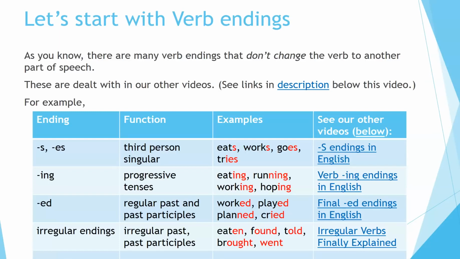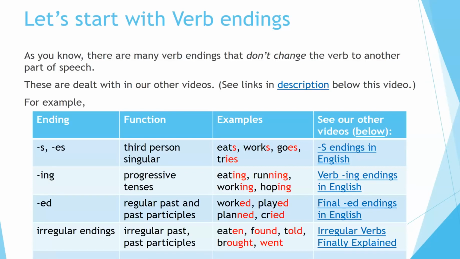ing indicates progressive tenses: eating, running, working, hoping. We have another video which deals with that, verb endings in English. ed indicates regular past and past participles: worked, played, planned, cried. Our other video, final ed endings in English, deals with that.